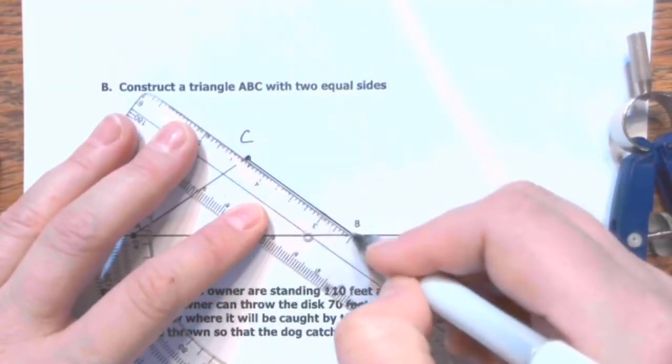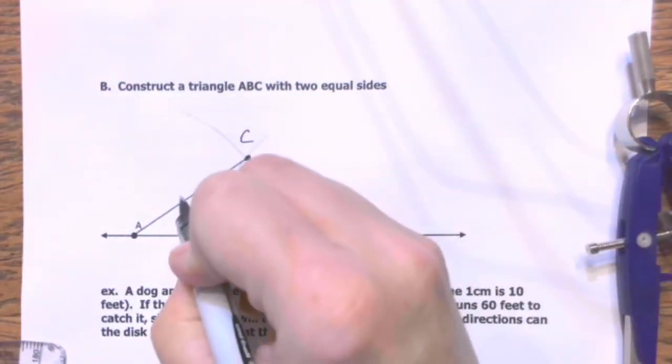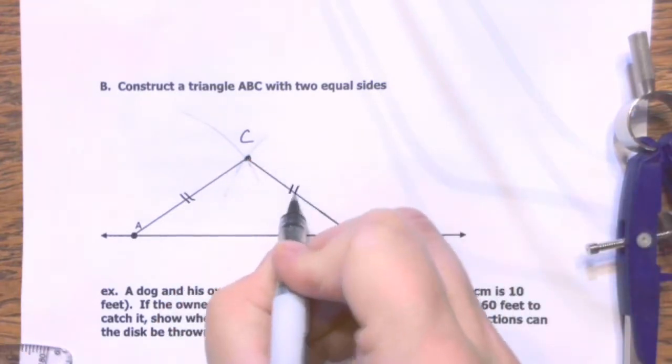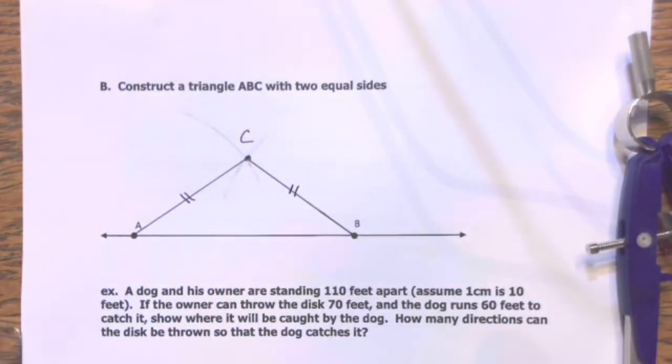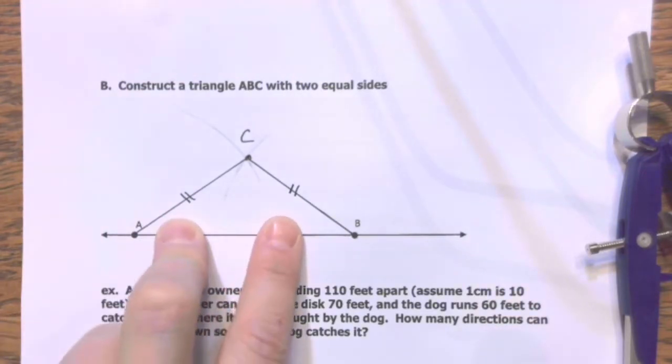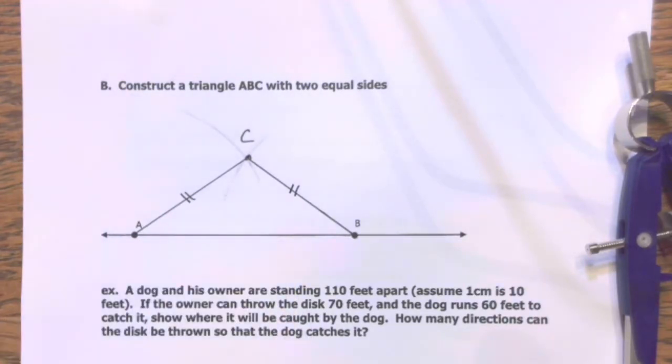And we were supposed to make a triangle with two equal sides. Well, AC and CB are equal lengths, so we're going to mark that. So that's how you draw a triangle with equal sides. You can use 1, 2, or 3 hatch marks to indicate equal lengths.